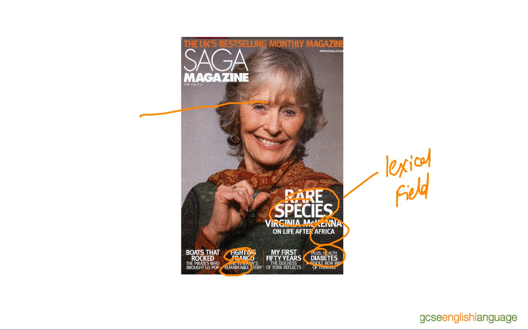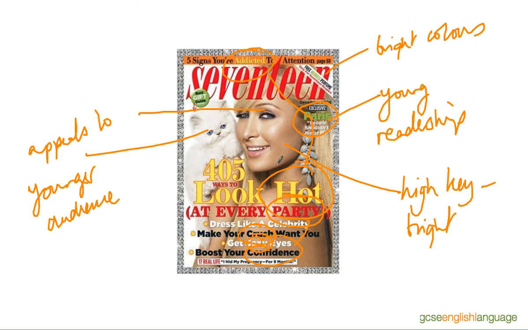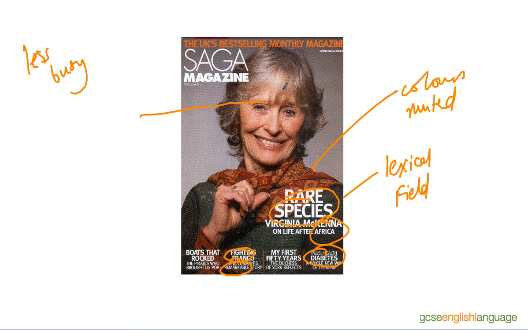Position of the hands important. The colours that are used are much more muted. Even that it's less busy as well. The whole thing is less busy. It's less cluttered. This is quite busy, and there's lots going on here, lots of different colours. Whereas here they're only using orange and white, and the colours themselves are much more muted.